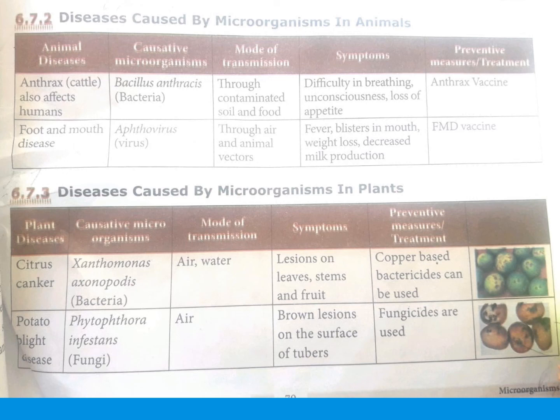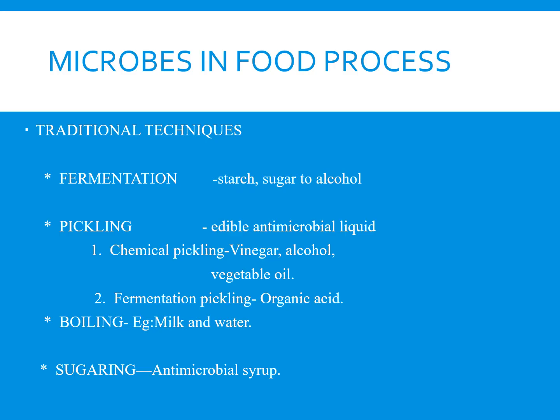Then microorganisms in plants: citrus canker, caused by Xanthomonas citri. Understand the names, Xanthomonas citri. Then potato blight disease, caused by Phytophthora infestans. Go through these names from time to time so you remember them. I hope you follow. So citrus canker and potato blight disease are plant diseases. Right?